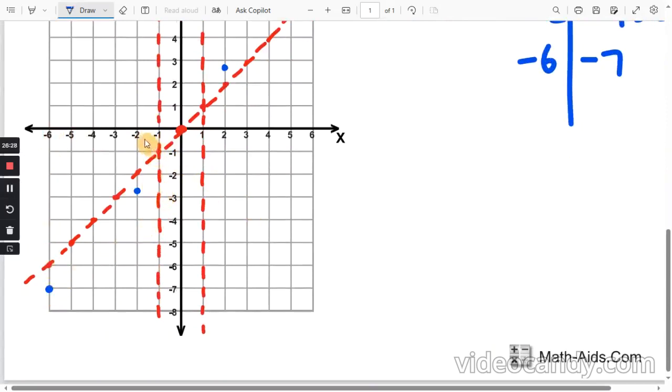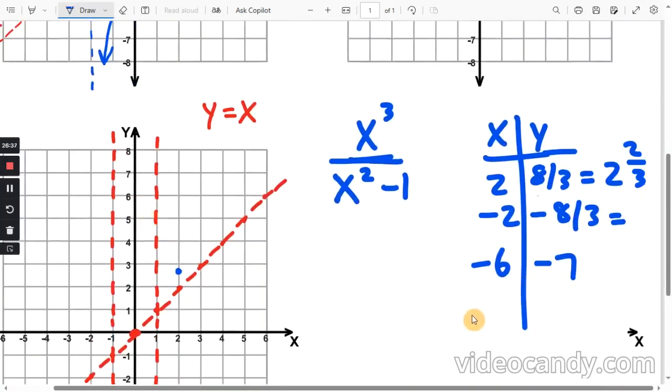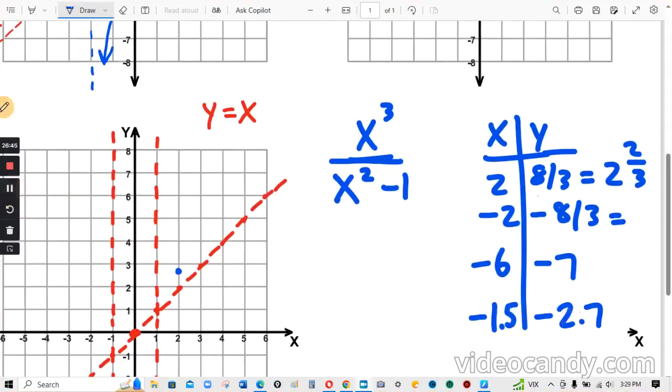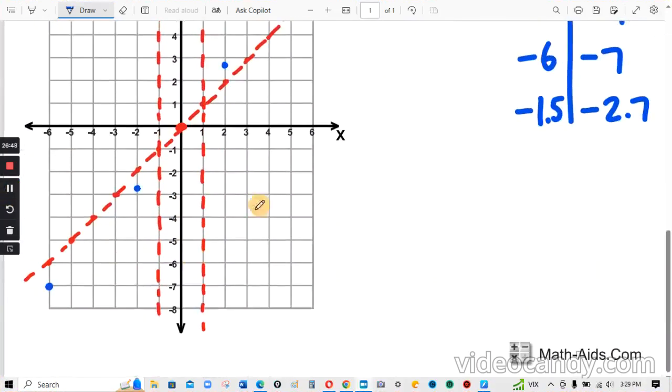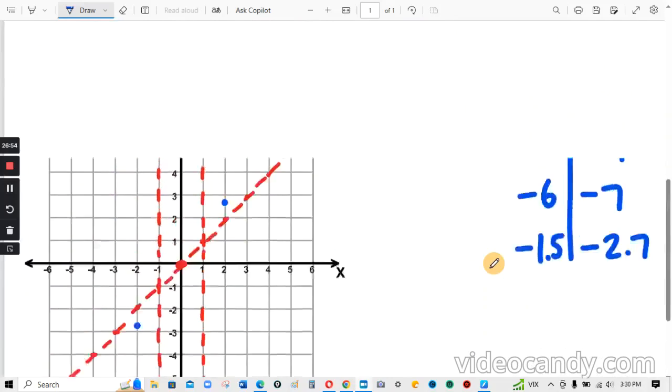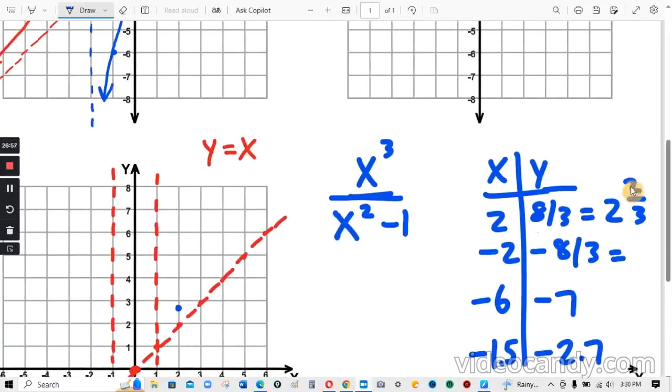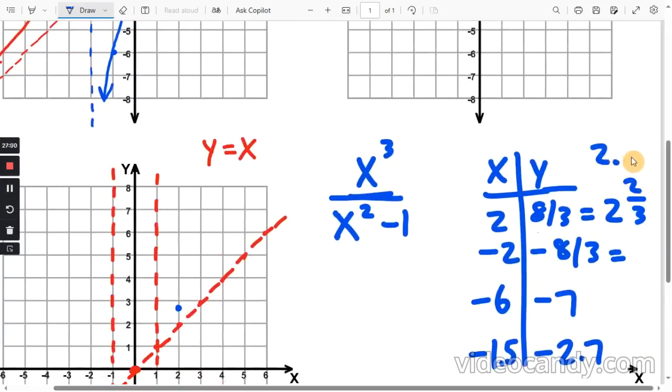Okay, and just to make sure, it's probably going to curve down here, but let's try negative 1.5. I know it's a pain in the neck, but just to be accurate, plug that in right here, and I get negative 2.7. Shoot. The negative 2 was at 2 2/3, that's actually 2.67, and this was negative 2.67. Now we're at negative 2.7.